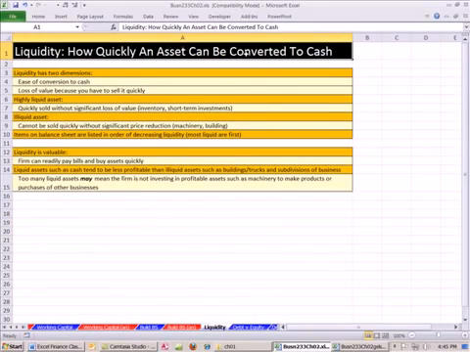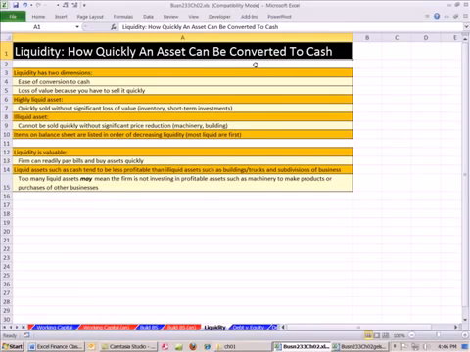Liquidity: how quickly an asset can be converted to cash. Just straight, simple. How liquid is cash? It's the most liquid. How about inventory or accounts receivable? Those are pretty liquid. If you're not in a financial crisis, you could sell those in an emergency. In fact, you could sell accounts receivable to banks, for example. So those are examples of assets that can quickly be converted to cash.